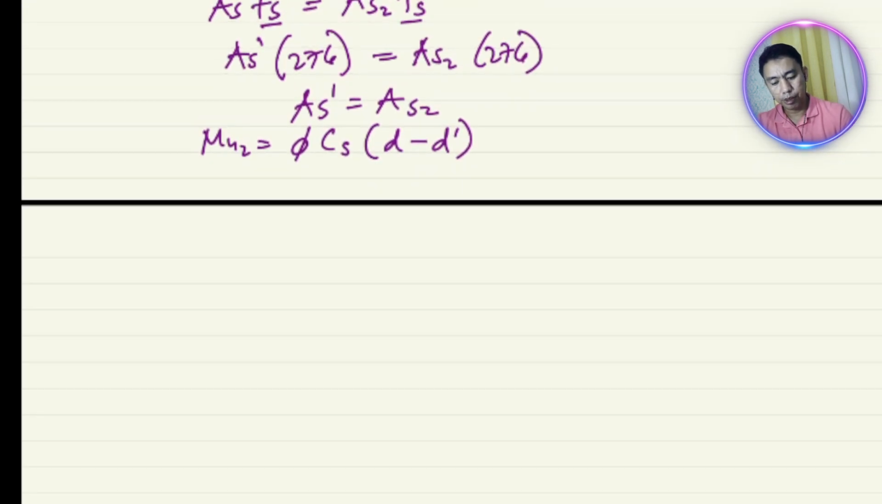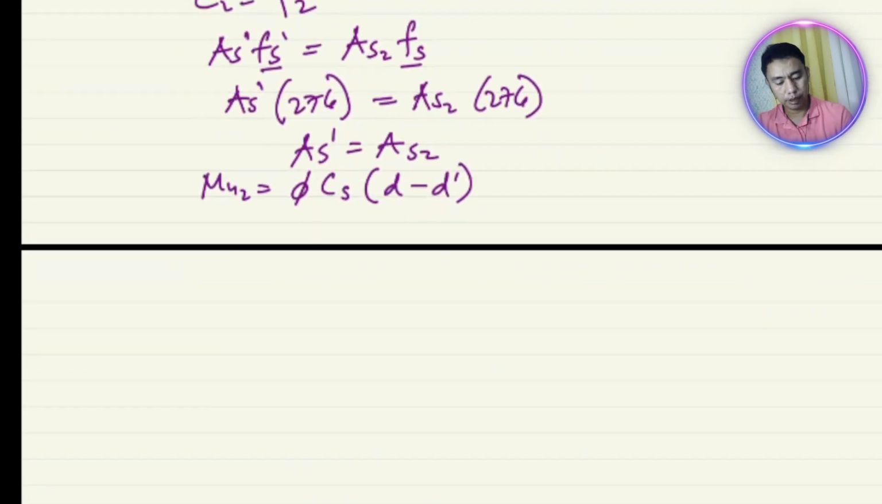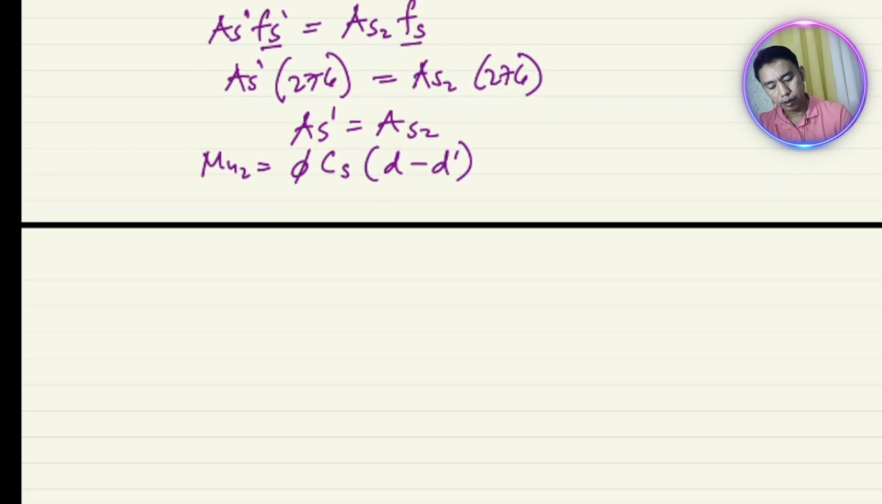Now, ang MU2, meron tayong value ng MU2. Ito, 181.629. Lagyan na natin ng times 10 to the 6 para maging Newton mm.